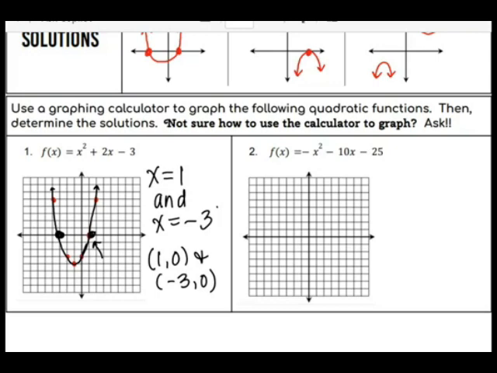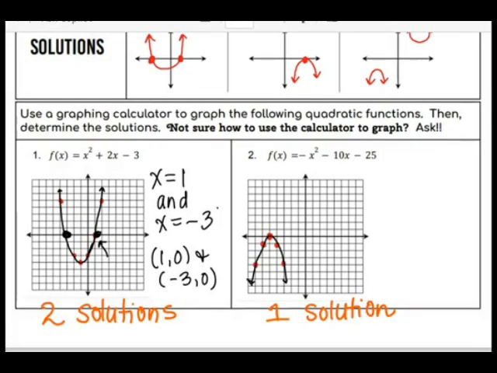Let's try the next one. Let's go ahead and put this into our graphing calculator. And this is what that graph looks like. As you can see, I have only one solution this time, which is x equals -5. Because it crosses or touches the graph at x equals -5, I could also write this as a coordinate.